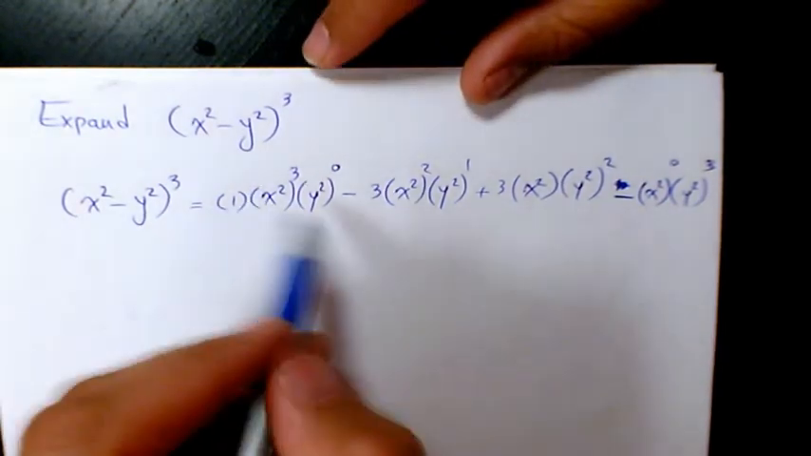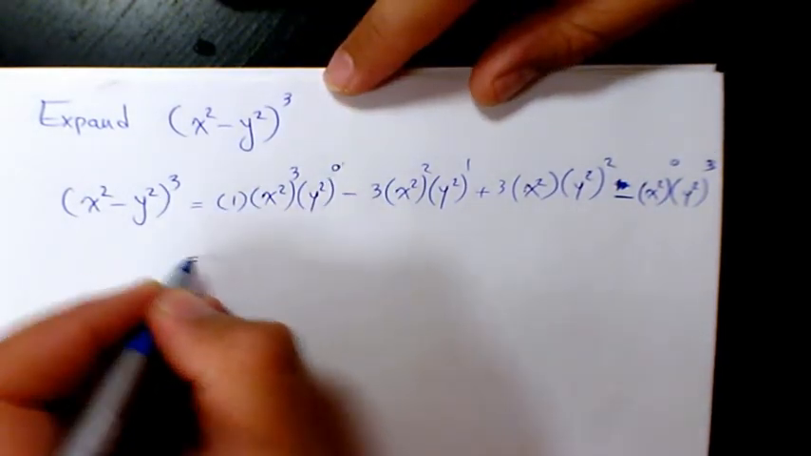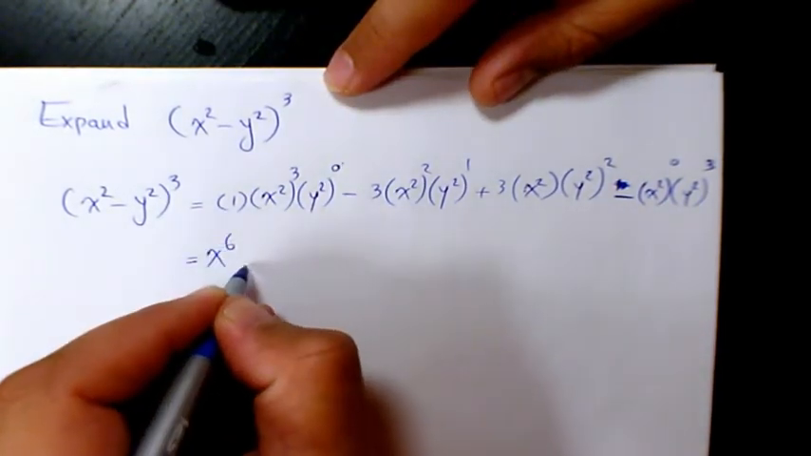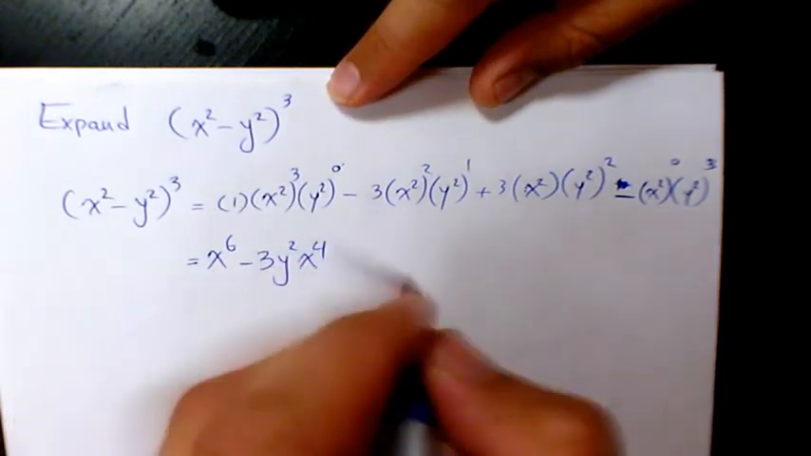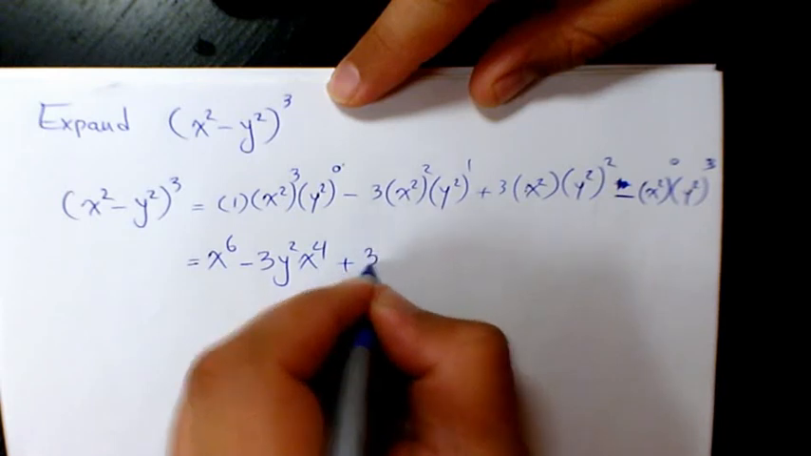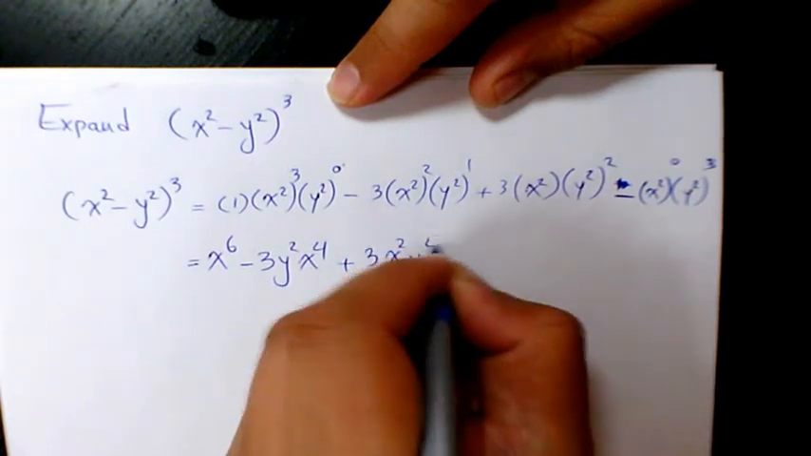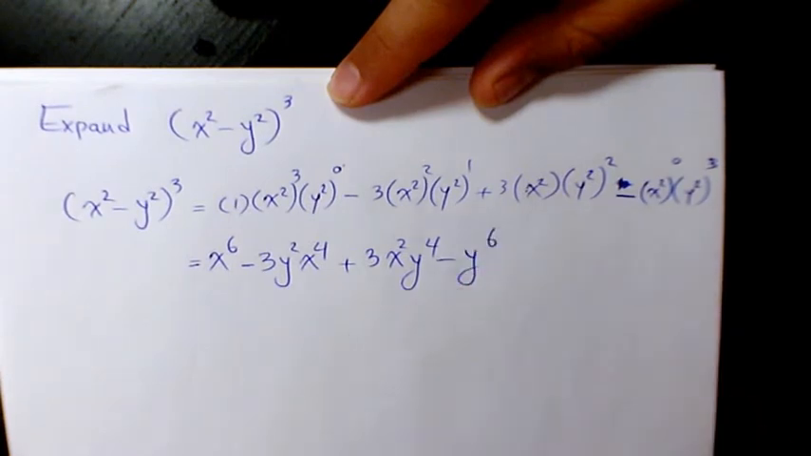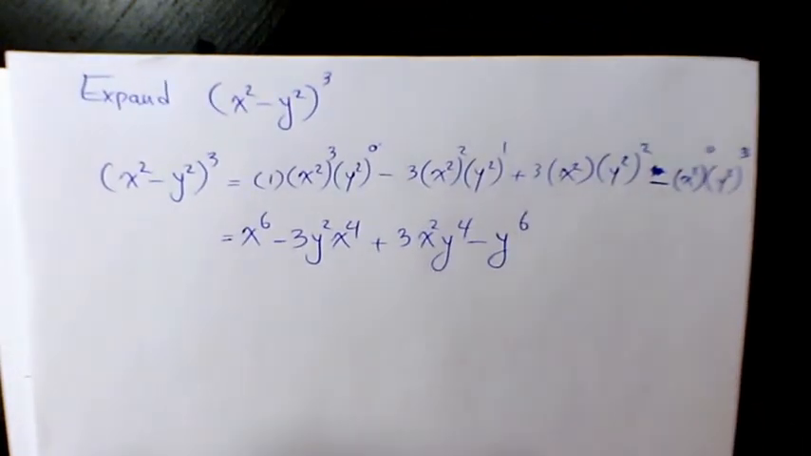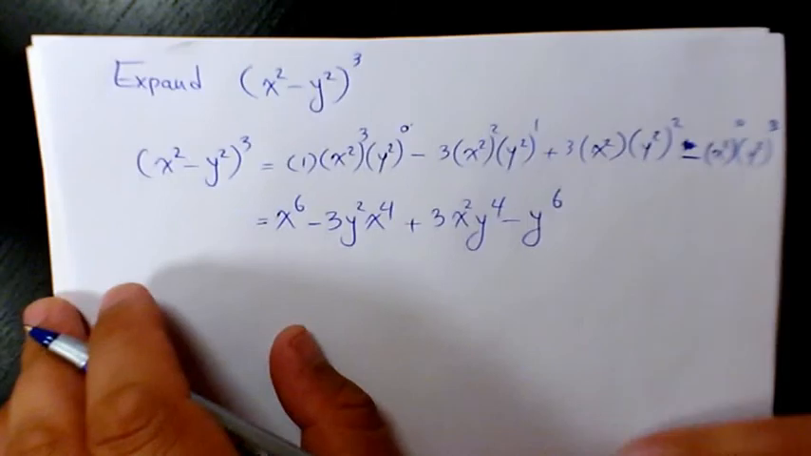So when you simplify it, this one is 1, so x to the power of 6 minus 3y squared x to the power of 4 plus 3x squared y to the power of 4 minus y to the power of 6. That's the answer to this expansion.